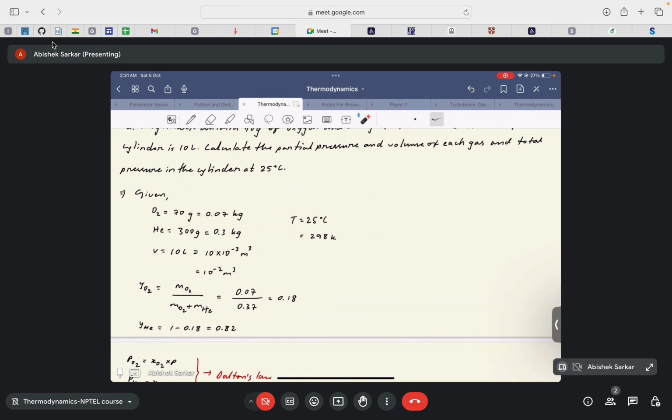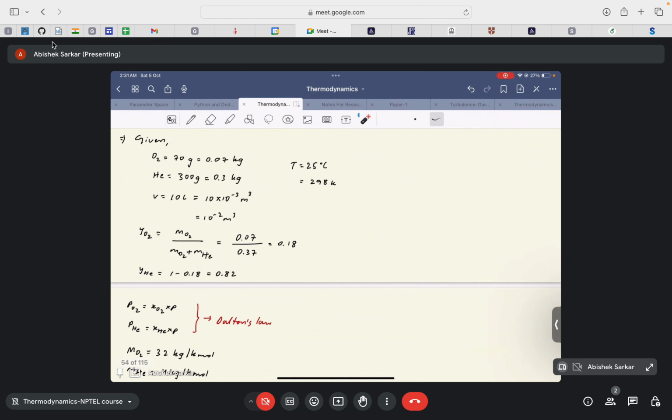So YO2 will be given by MO2 over MO2 plus MHE. Then MO2 is 0.07 and MO2 plus MHE is 0.37, which gives us YO2 as 0.18. YHE can easily be found by replacing 0.07 with 0.3, or simply by subtracting 0.18 from 1 to get YHE, because we know that YO2 plus YHE is equal to 1. The summation of all the mass fractions will be equal to 1, and the summation of all the mole fractions will also be equal to 1.